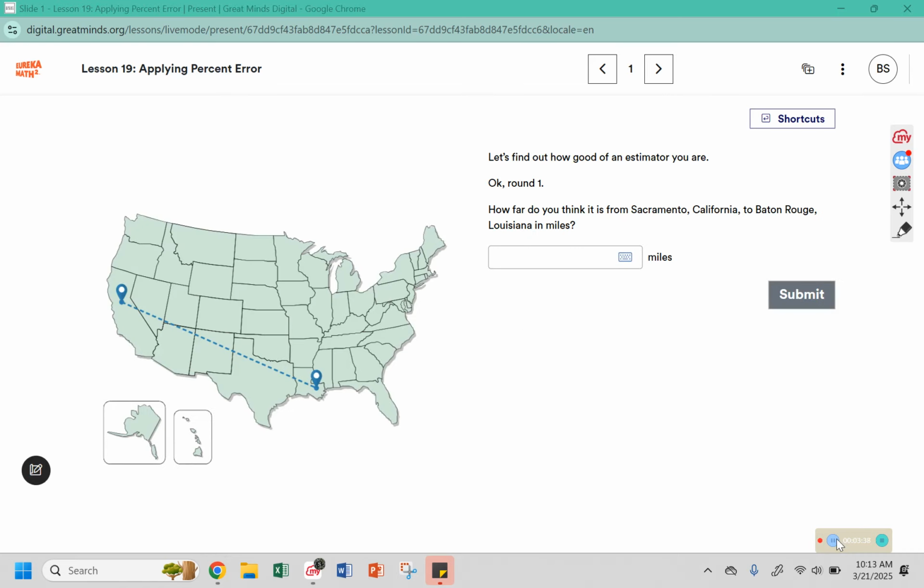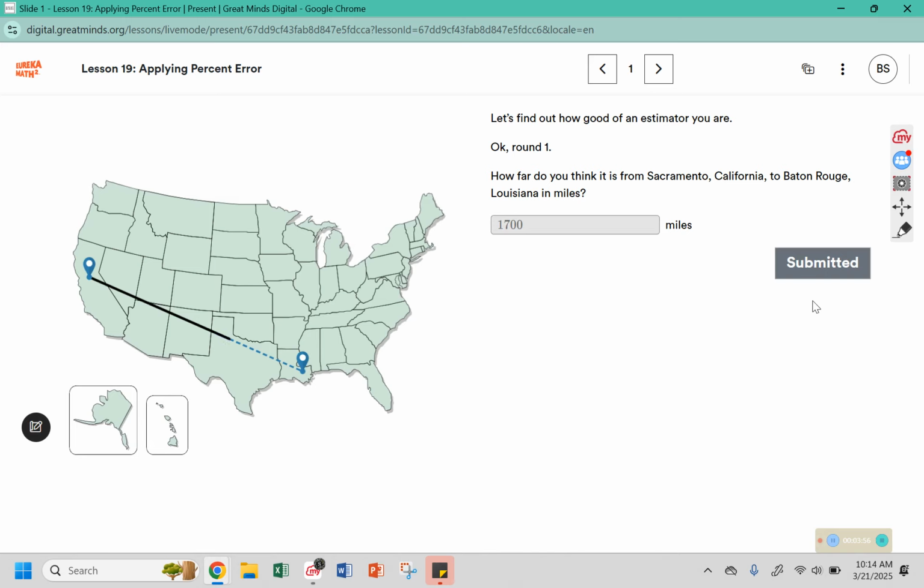Let's find out how good of an estimator you are. Okay, round 1. How far do you think it is from Sacramento, California to Baton Rouge, Louisiana in miles? I'm going to guess around 1,700 miles. So you can see that was an underestimation.